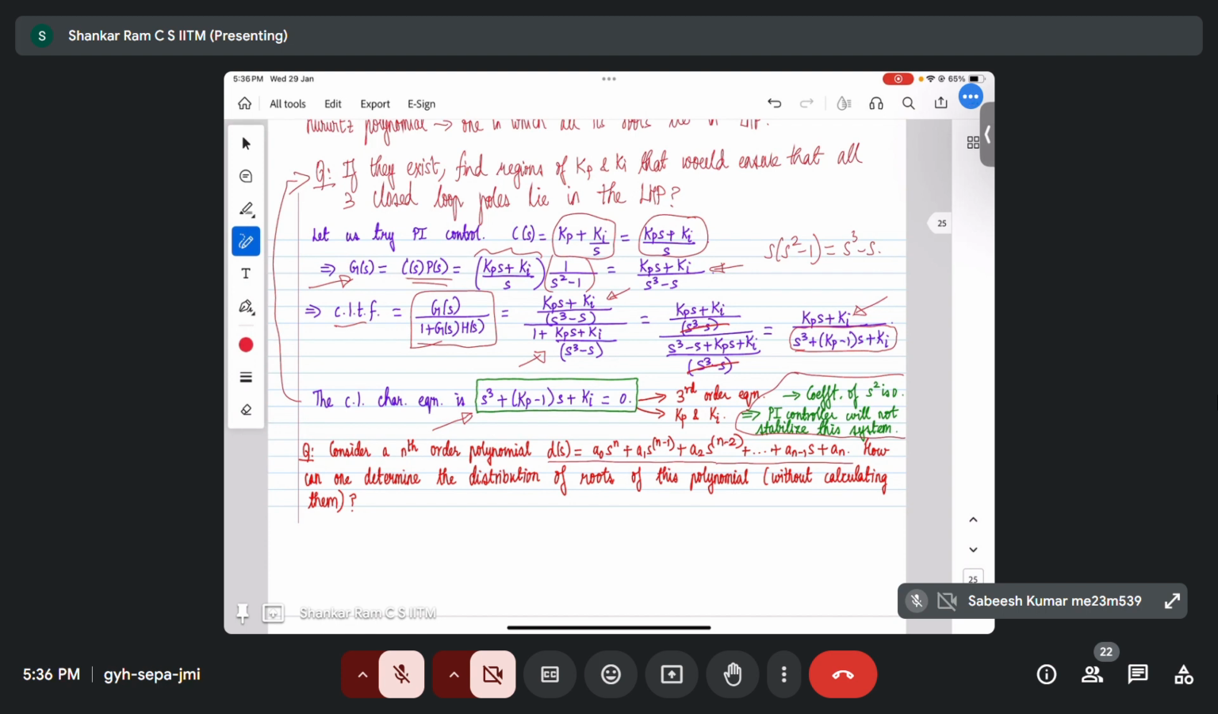So is there a method through which you and I can figure out when, if at all it exists, the roots of a general polynomial will lie in the left of complex plane? And also in general, what will be the distribution? That is, how many in the left of complex plane, how many in the right of complex plane, how many on the imaginary axis, and so on.